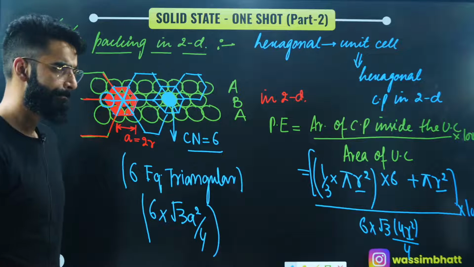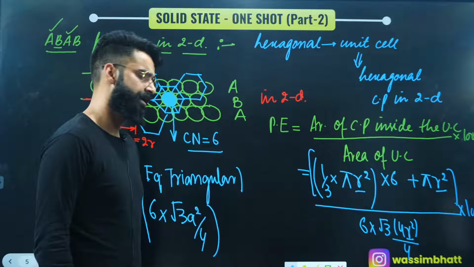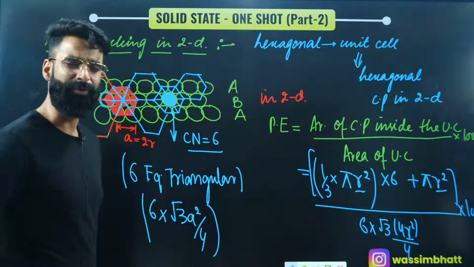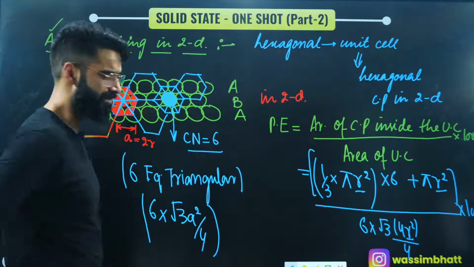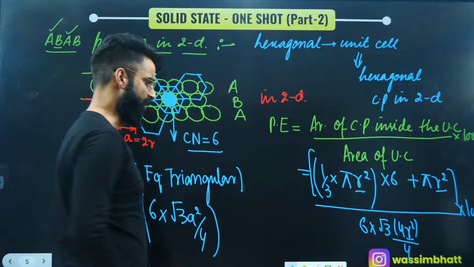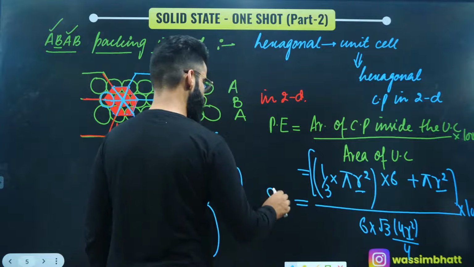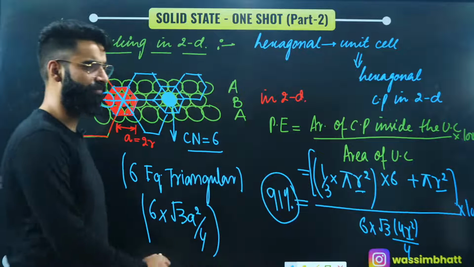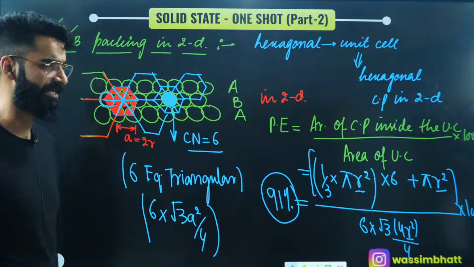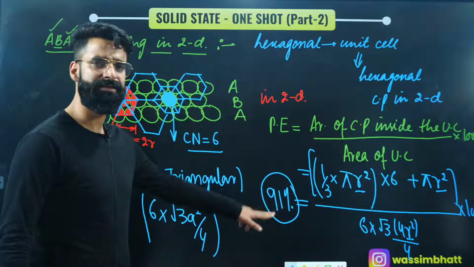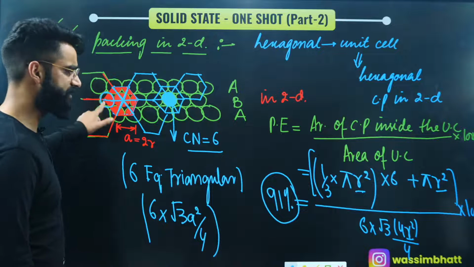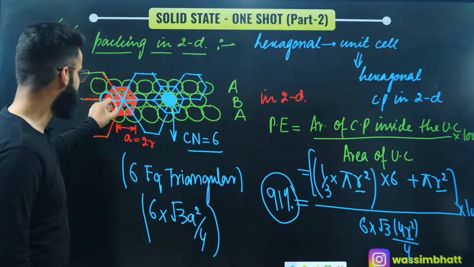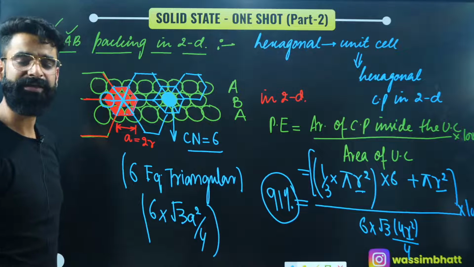See guys, r square and r square got cancelled everywhere, and when you put the value of pi in this expression, you'll get the value coming out to be around 91%. If I ask you what this 91% is all about, what is meant by this term 91%? It simply means that out of the total area of the hexagon, 91% area is covered by the constituent particles, right?